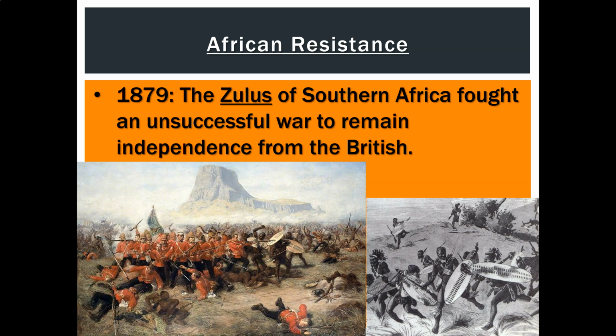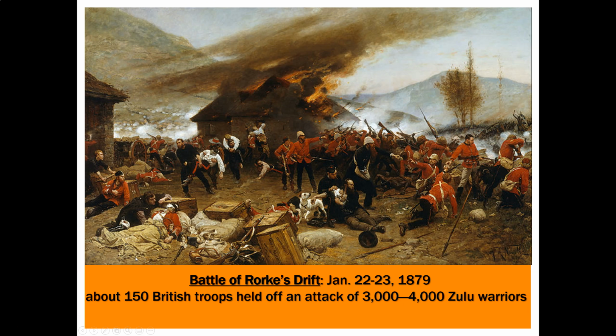So the first we're going to look at is 1879, a group called the Zulus in southern Africa, a group that had been very successful in wars against other African groups in its own history, fights a series of wars against the British, but in the end they're not able to maintain their independence. And we just keep coming back to it. It sounds like a broken record, I know, but it's really technology-based. The Africans just don't have the firepower that the British do in this particular case.